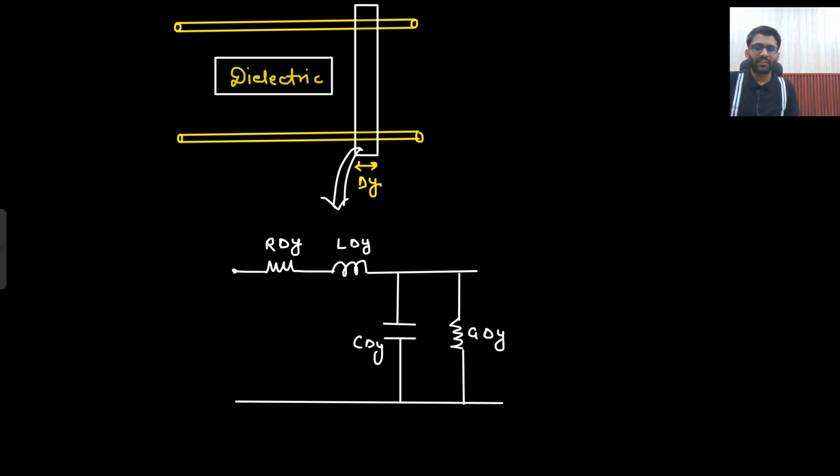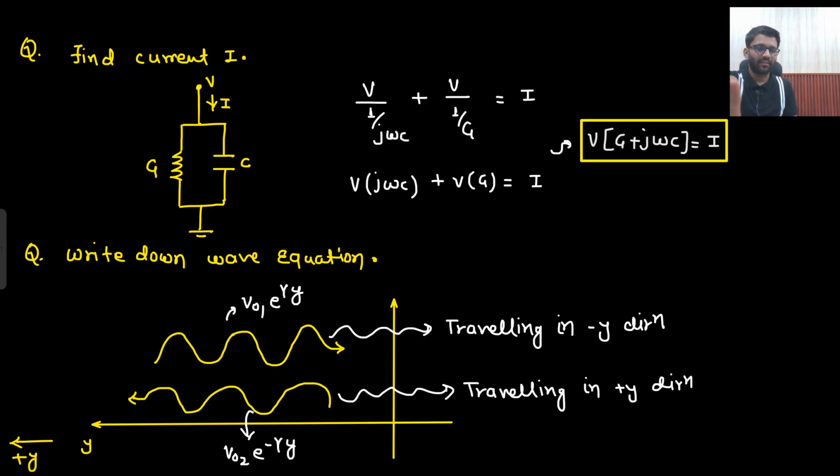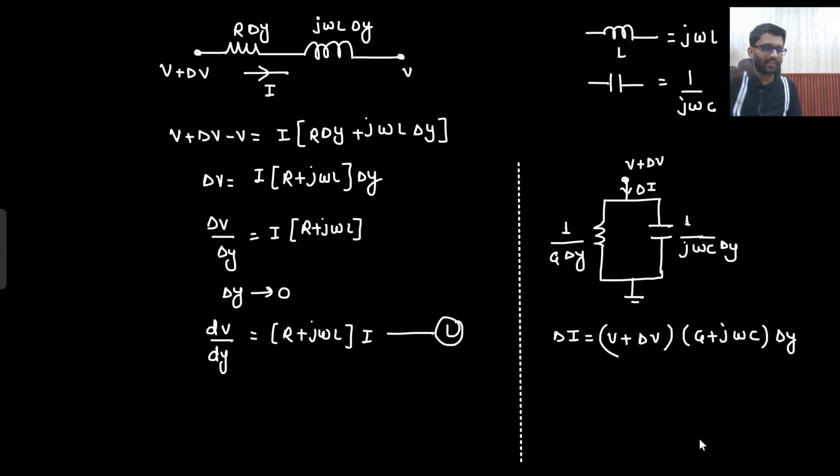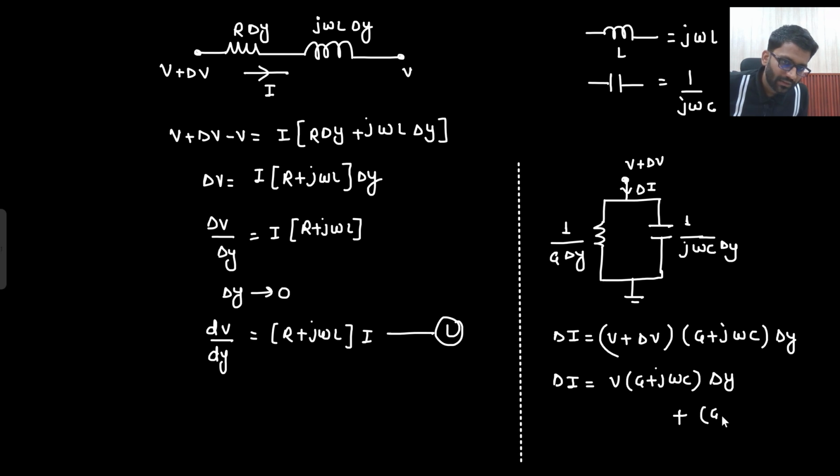So you can apply these equations as well. In that manner also you can get the same answer. That's why I spent a lot of time previously. Now what I need to do is multiply V with this term and then multiply delta V with this term. So V into (G plus j omega C) delta Y plus (G plus j omega C) delta Y into delta V. Both are very small quantities, right? Delta Y into delta V can go to 0. So 0 into something will go to 0 only.